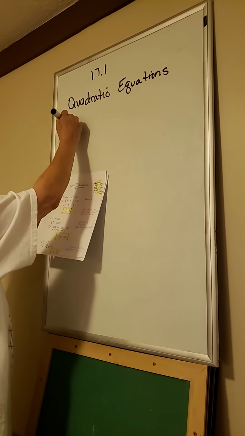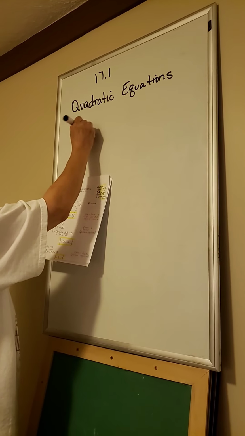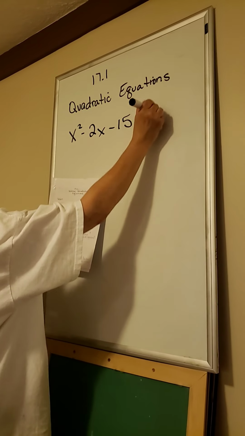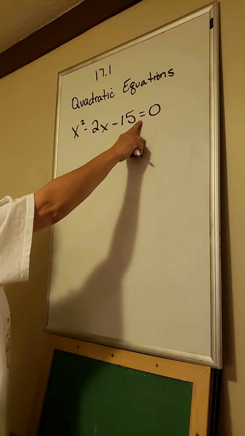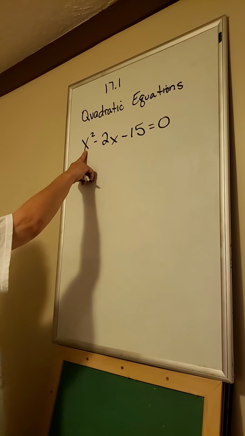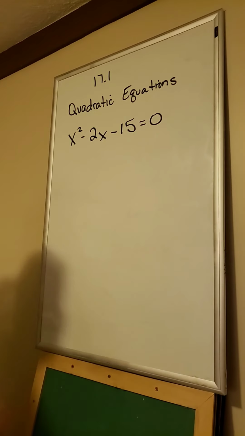So let's go ahead and I'm going to put one of these up here. It's the first example on the notes that I gave you. So it's an equation because it has an equal sign and something on both sides of it. It's a quadratic equation because you have x squared.